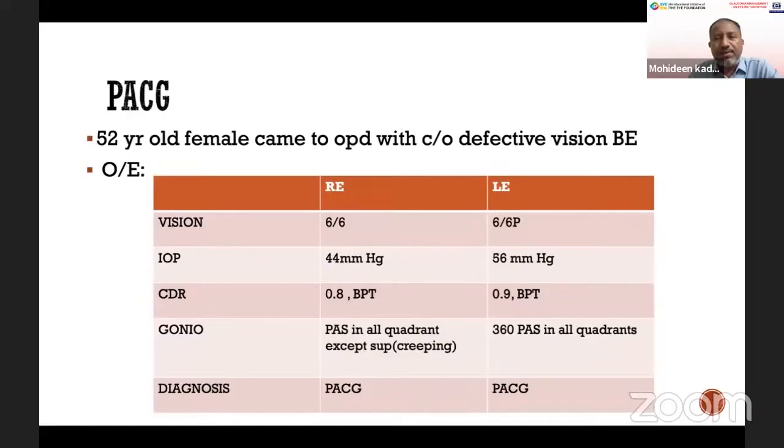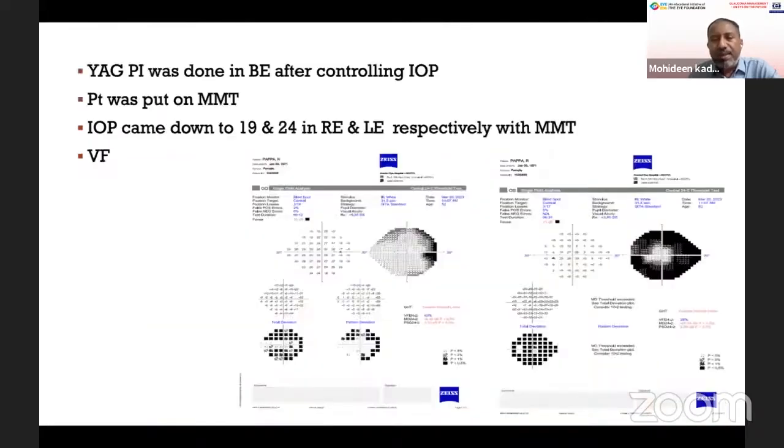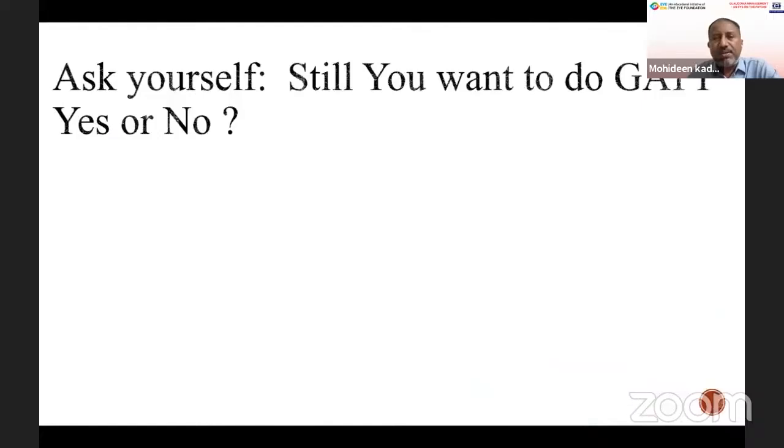This is the case of a 52-year-old female patient who comes to the OPD with pressure of 44 and 56, and a 0.9 cup in right and left eye. You see PAS in all quadrants in the left eye, and PAS in all except the creeping angle in the right eye. I diagnosed PACG, and this is the field of this patient. I've done a YAG PI, reducing the pressure to 19 and 24 in right and left eyes respectively, and this is the visual field of the patient. Left is more affected than right eye. And ask yourself, still what do you want to do? Do you want to do GATT or something else?